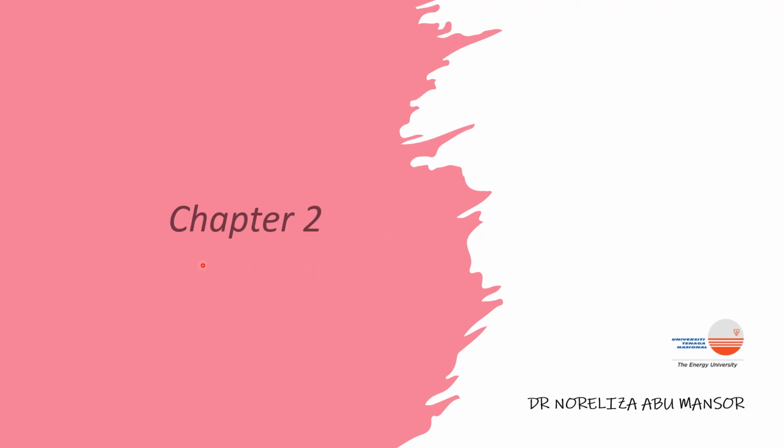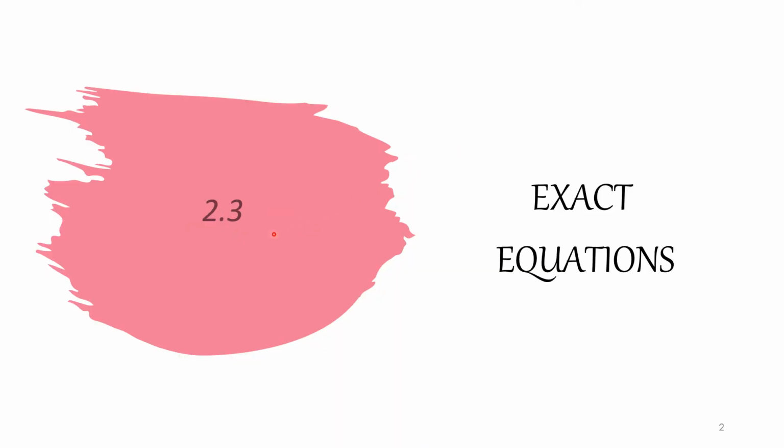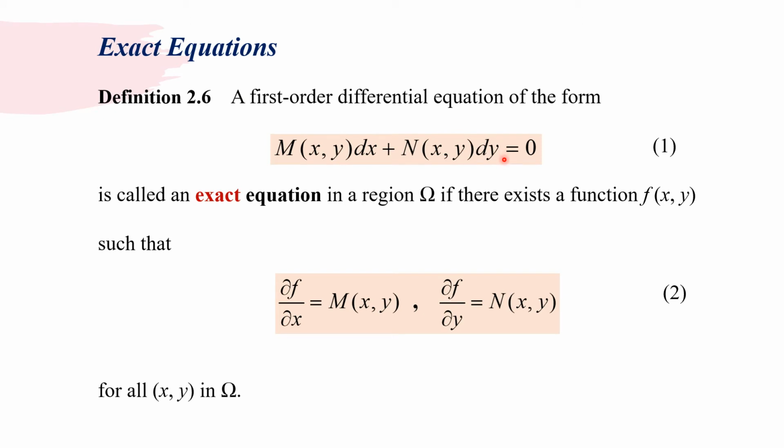Let us continue our discussion on Chapter 2. Section 2.3, the last section in Chapter 2, discusses another type of first-order differential equation known as the exact equation. Let us begin by looking at the definition of an exact equation.